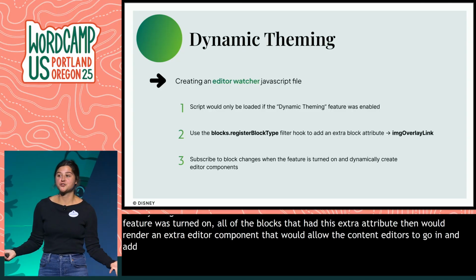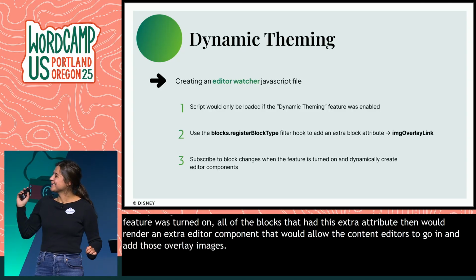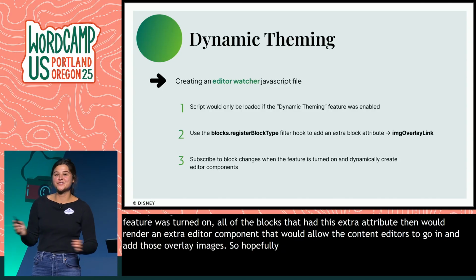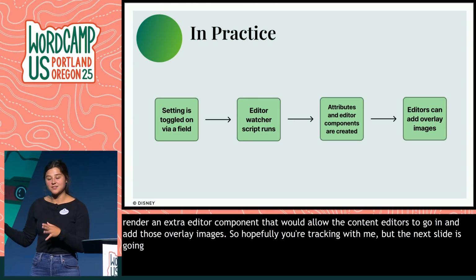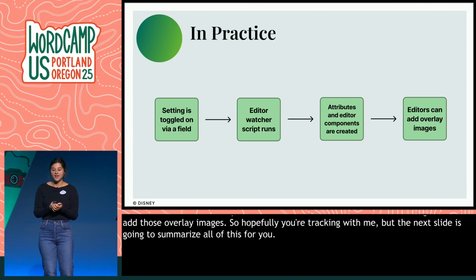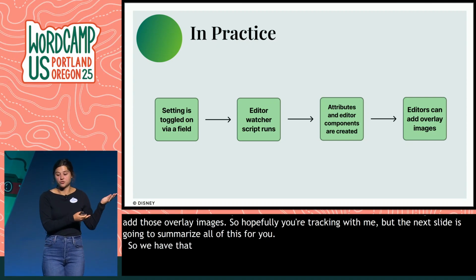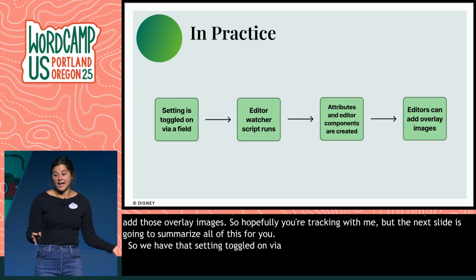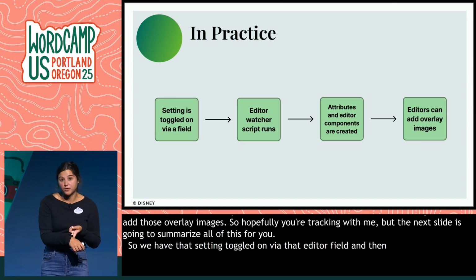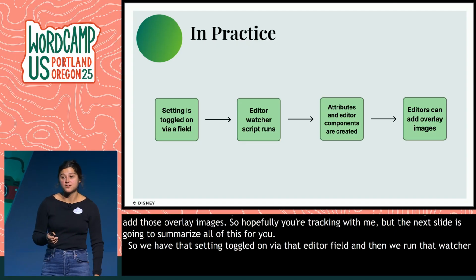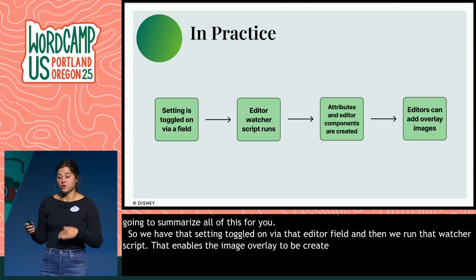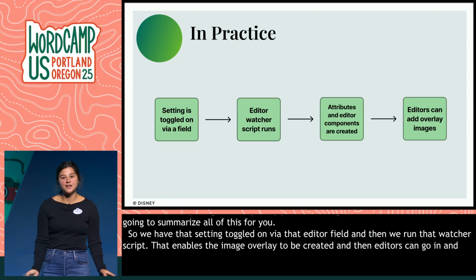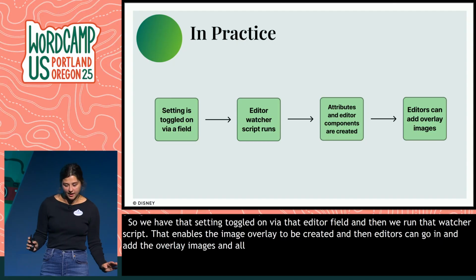So hopefully you're tracking with me, but the next slide is really going to summarize all of this for you. So we have that setting toggled on via that field, and then we run that editor watcher script. That's the script that adds the attributes and the editor components that enable the image overlay to be created. And then editors can go in and add the overlay images. And all of this is happening in the editor before we even get to the front end.